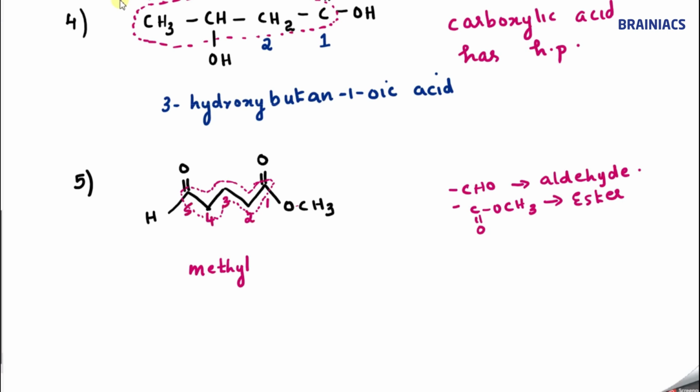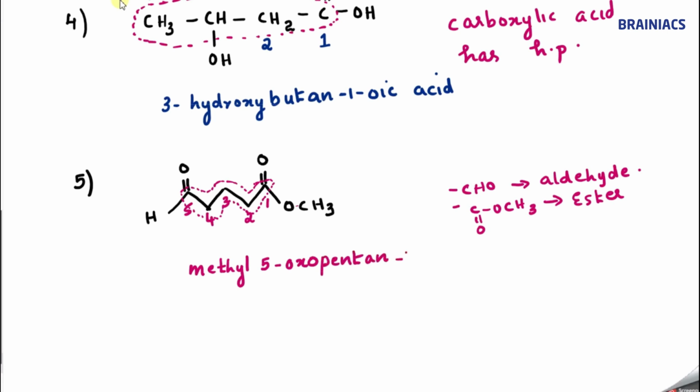So I can write methyl, then fifth position 5-oxo, correct? Don't put a hyphen here. In this case you can separately write methyl, then 5-oxo, then the word root. How many carbon atoms are there? 5 carbon atoms. So pent, they are connected through single bond, so we say pentan.